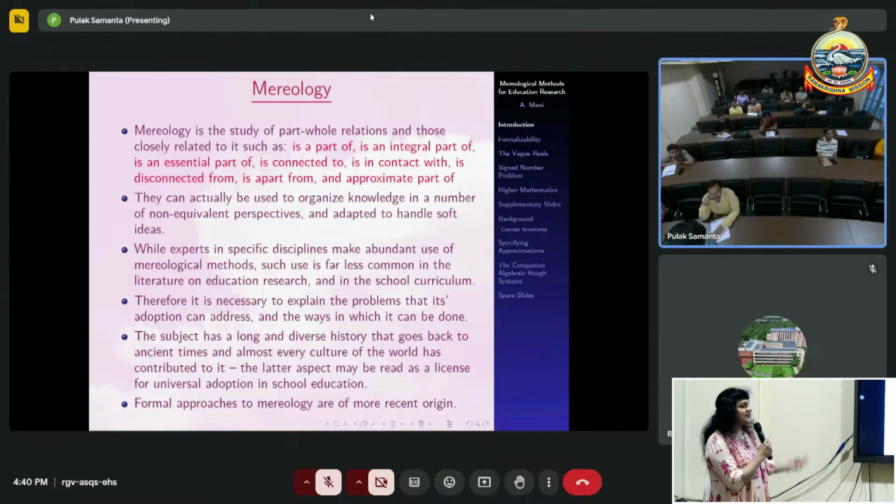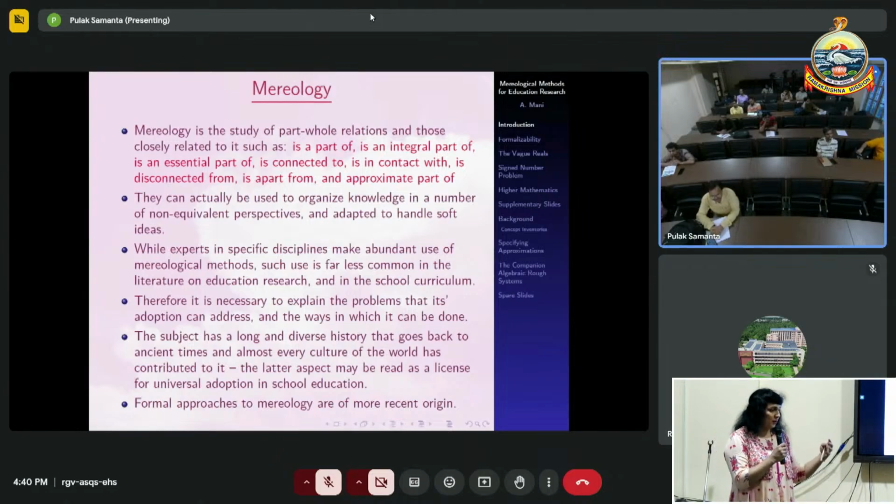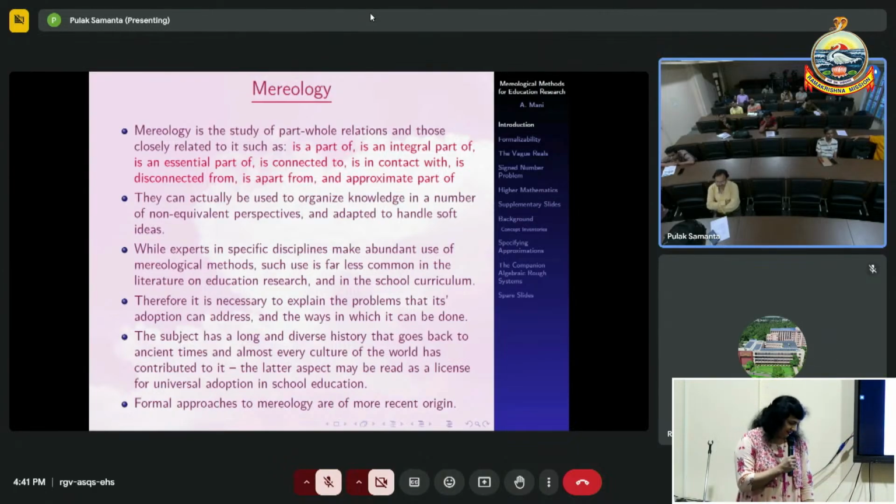As far as the subject is concerned, it has a very long history. For example, it is part of almost every school of philosophy in the world. But modern mereology is quite different from what was done earlier. Modern mereology approximately starts from around the 20th century only. It's as recent as that. That's why I say that formal approaches to mereology are of more recent origin.